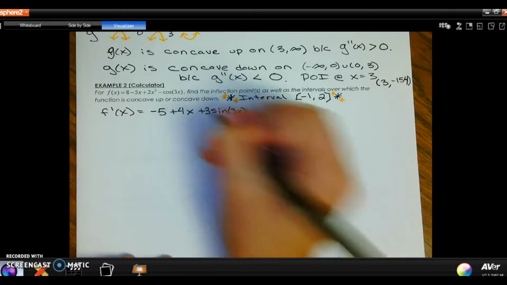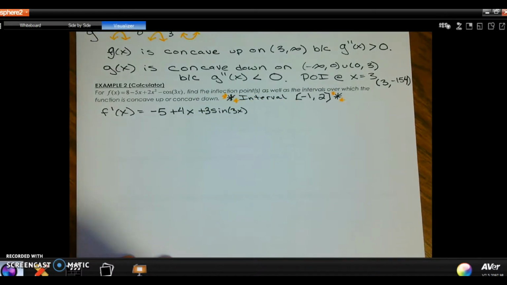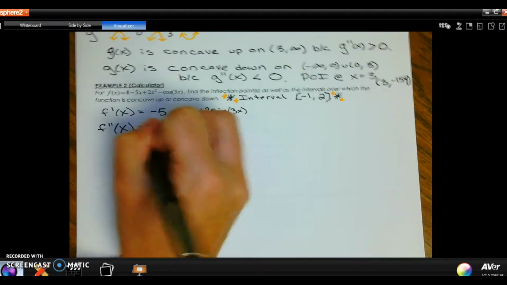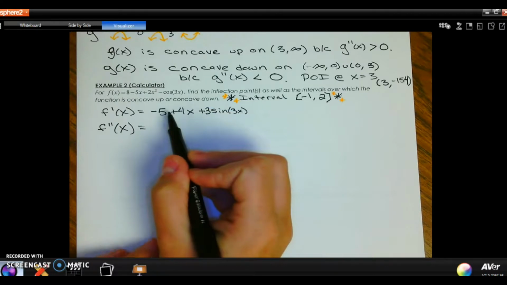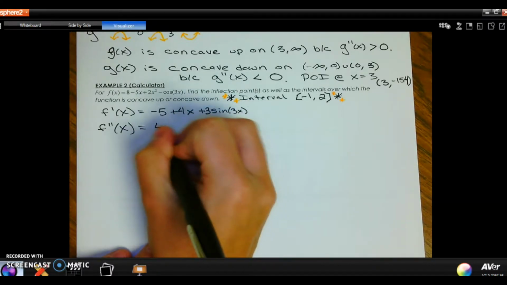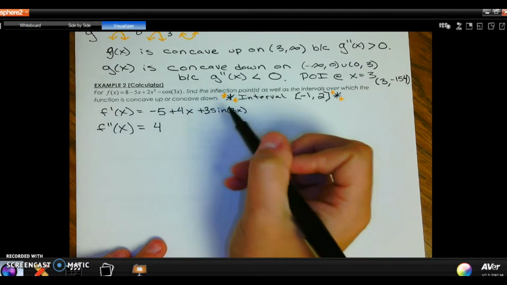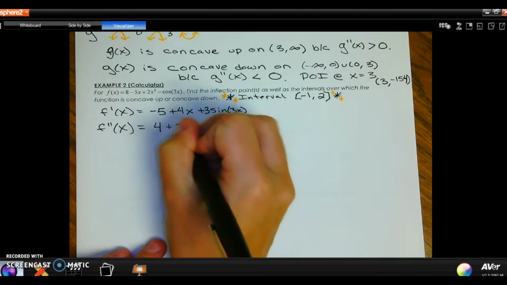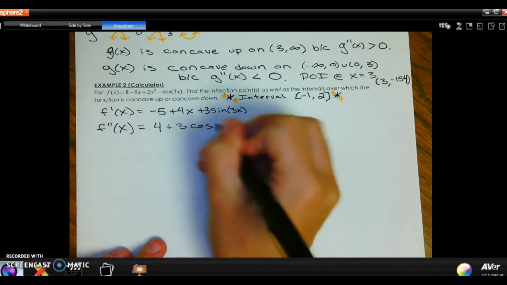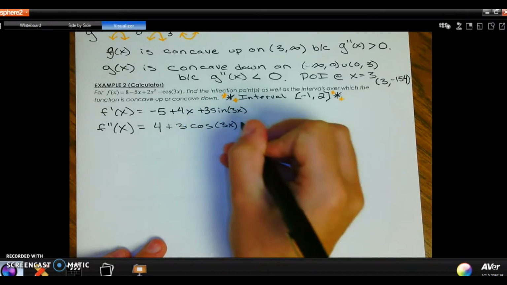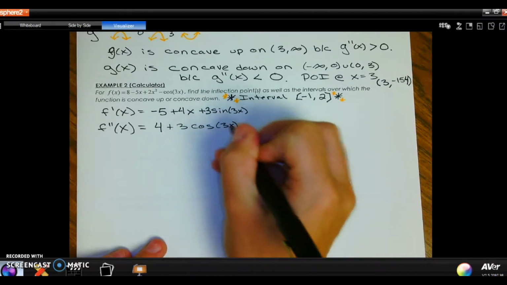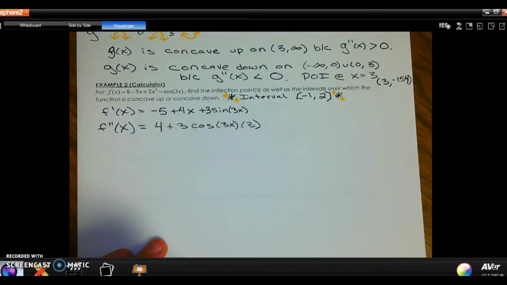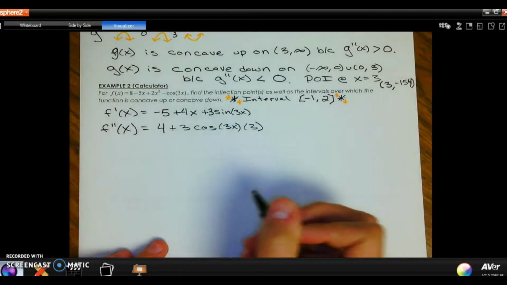So you'd get a 3, and I'll write it like that. And then I'm going to take that second derivative. Okay, so the derivative of this goes away. Then I'm going to be left with a 4, and the derivative of sine is cosine. So it'd be plus 3 cosine of 3x. Again, chain rule times that 3, so you could change that to a 9, and I'll just write a 3 there. Okay, so what am I trying to do?